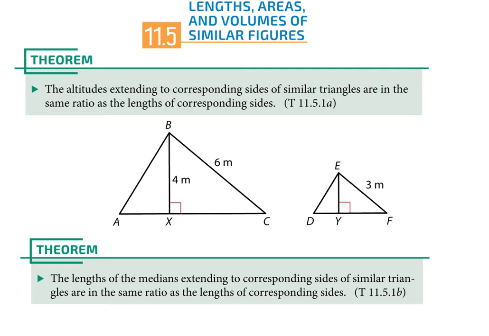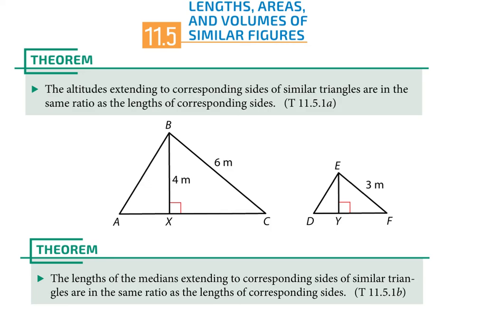We have talked about a ton of corresponding parts. They're just adding some to it. So we have some different lengths within our triangles, as well as areas and volumes that create some ratios here. The first theorem we're going to look at is relating to the altitude. Remember, the altitude is perpendicular from the vertex, so perpendicular from one of the vertices. It says the altitudes extending to corresponding sides of similar triangles are in the same ratio. So if you already know your similarity ratio between your sides, then you can assume that the altitude has the same ratio.